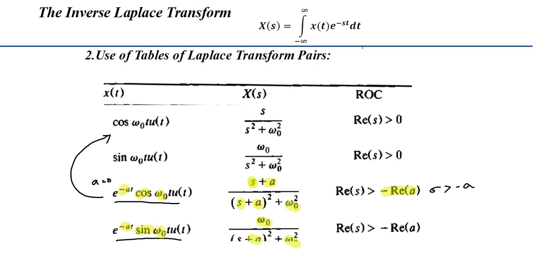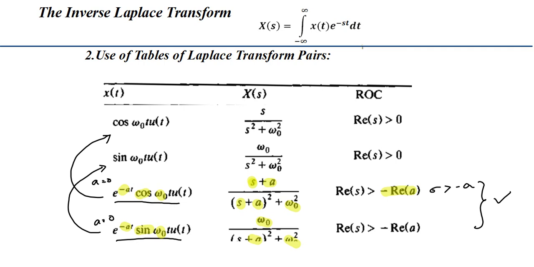You can also think about it as a shifting property. If you multiply a signal with e raised to minus a t, it's known as the shift property. The ROC is again the same, sigma greater than minus a. And if you substitute a equal to 0, again you will get this equation, sine omega 0 t u of t. So if you study these two results, it will be very easy to derive the other two equations.